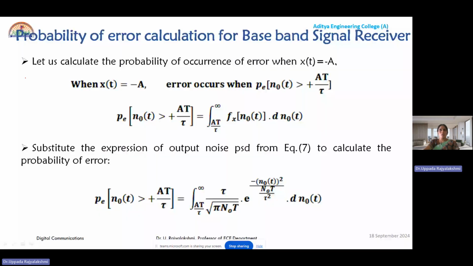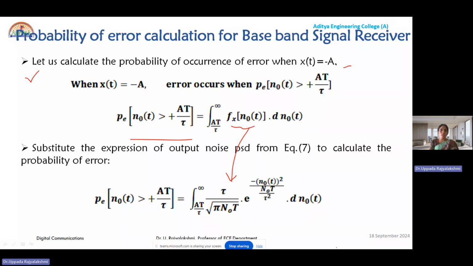Now let us go through the calculation of probability of error for one of the cases. Let us assume when x of t is minus A, probability of error will occur when n naught of t is greater than plus AT by tau, which is expressed as the integral from AT by tau to infinity, because it is greater than AT by tau, of f X of n naught of t into d n naught of t. Just substitute f X of n naught of t, which is tau by root of pi N naught T into e power minus of n naught of t whole square by capital N naught T by tau square, d n naught of t.